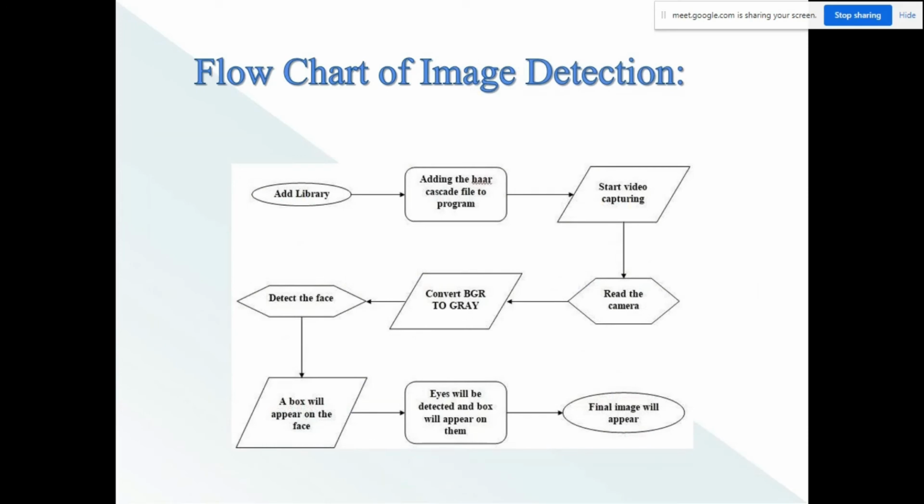Next, flowchart of image detection. First of all, add the library to load the original data in the Haar cascade file. Then at any time, start photo capturing. At that time, the photo is converted from BGR to gray color. Then after that, the face is detected and a box will appear on the face or eyes. Then the final image will appear.